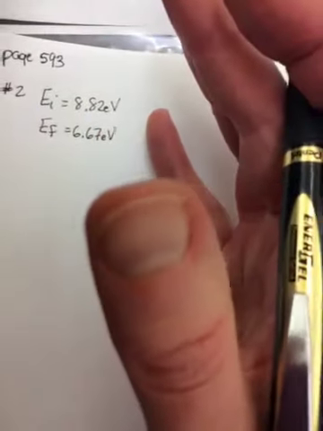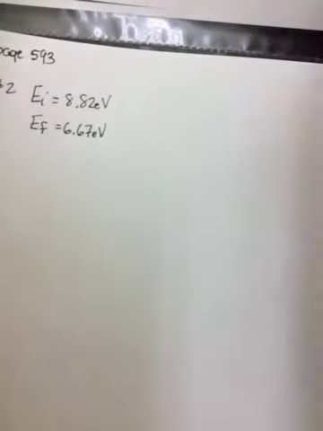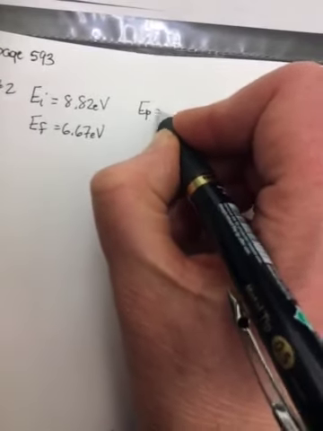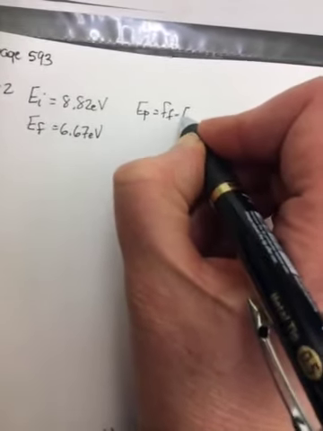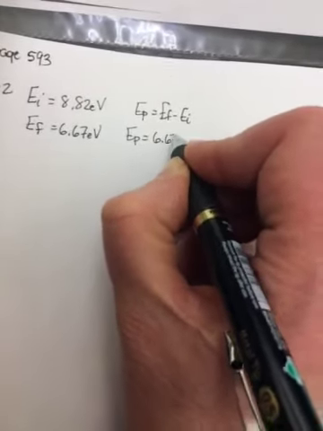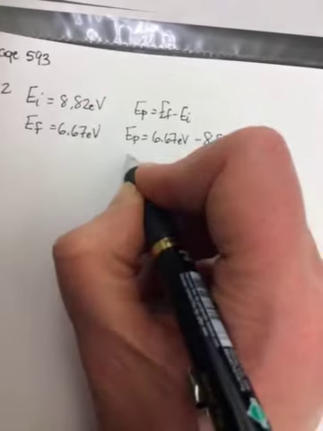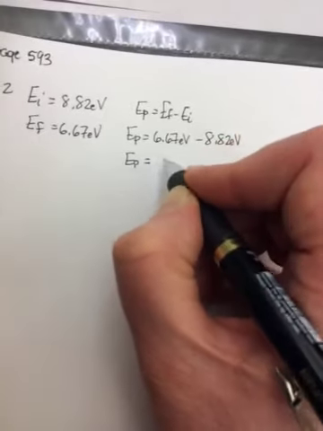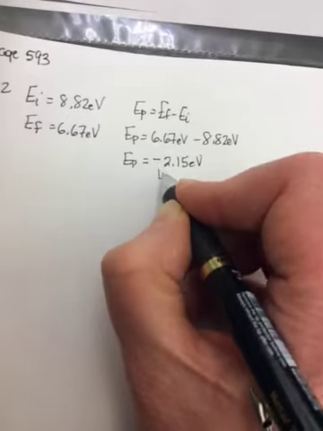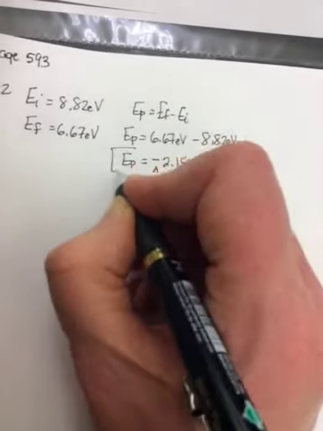It didn't have to tell you the levels in hydrogen because we could find them. But for every other atom, they're going to have to tell you. So it wants to know what is the energy of the photon emitted. Remember, EP is equal to E final minus E initial. So EP is equal to 6.67 electron volts minus 8.82 electron volts, and you end up getting an EP of negative 2.15 electron volts, where again the negative means emitted. That's part A.